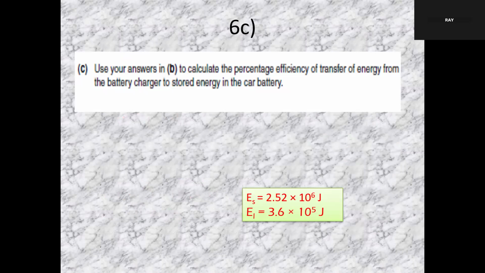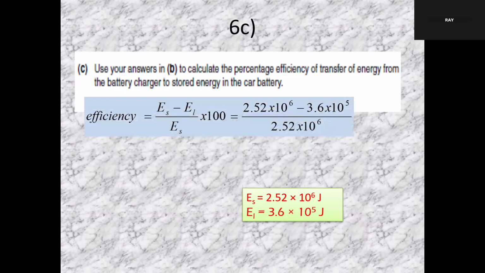Use the answer in B to calculate the percentage efficiency of transfer of energy from the battery charger to stored energy in the car battery. Right? It's the energy supplied minus the energy dissipated, over the energy supplied. Right? That's what we have calculated before. And times 100%, it's 86%, no?